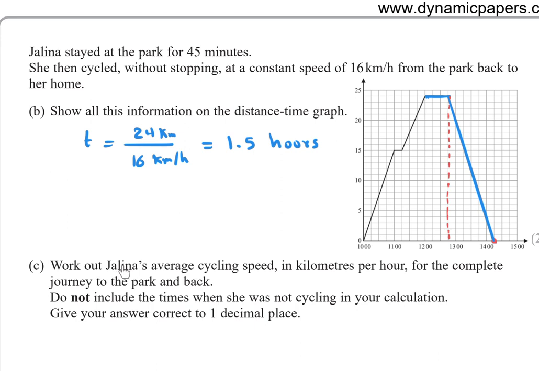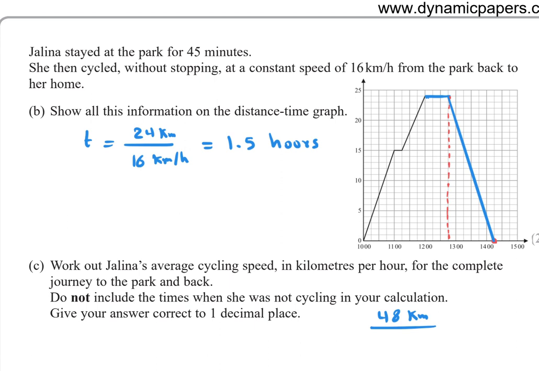C. Work out Jalila's average cycling speed in kilometers per hour for the complete journey to the park and back. Do not include the time when she was not cycling in your calculation. Give your answer correct to one decimal place. Average speed, total distance over total time. For the total distance, she cycled 24 kilometers to the park and 24 kilometers for coming back. So 24 times 2, so 48. So the total distance, 48 kilometers.